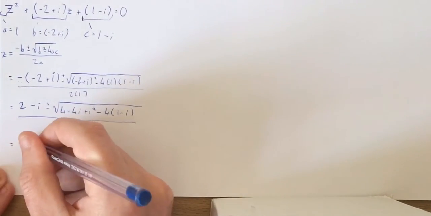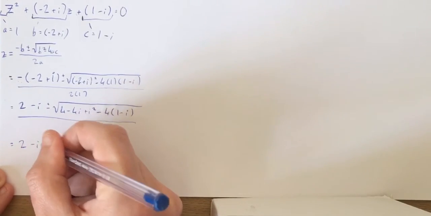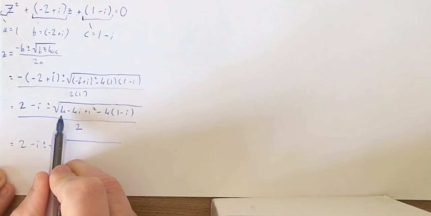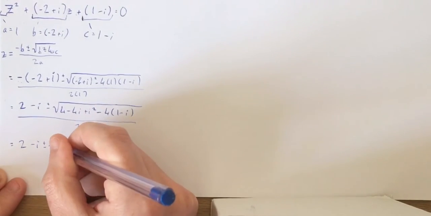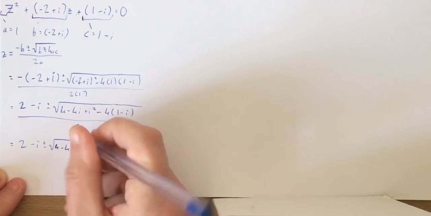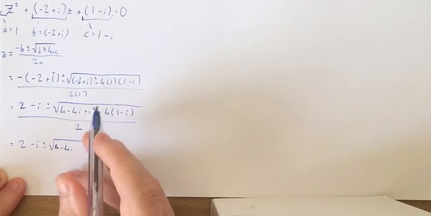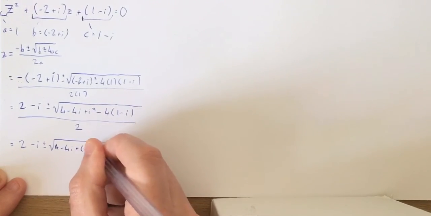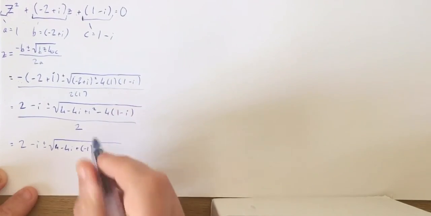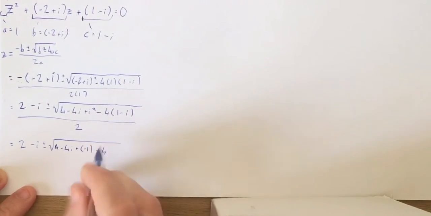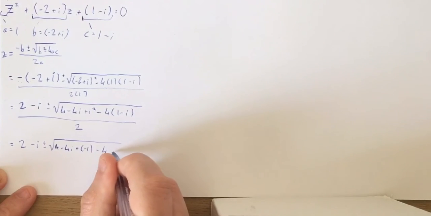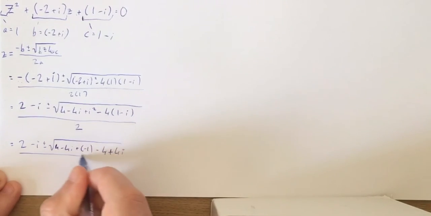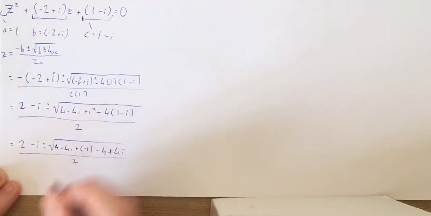So that's equal to 2 minus i plus or minus the square root of, and just tidy it up. So I've got 4 minus 4i. Whenever I get i squared in a complex numbers question, I sub in minus 1. So that's plus minus 1. Minus 4 times 1 is minus 4. Minus 4 times minus i is plus 4i. All over 2.